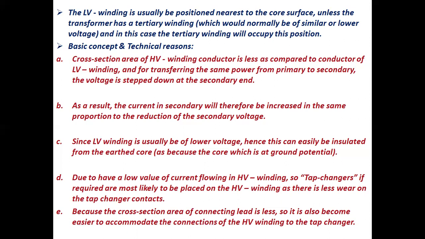Due to the low value of current flowing in the HV winding, tap changers, if required, are most likely to be placed on the HV winding as there is less wear on the tap changer contacts. Because the cross section of the connecting lead is less, it also becomes easier to accommodate the connections of the HV winding to the tap changer.